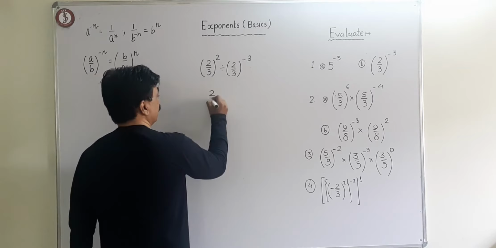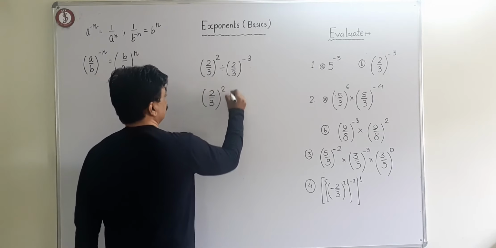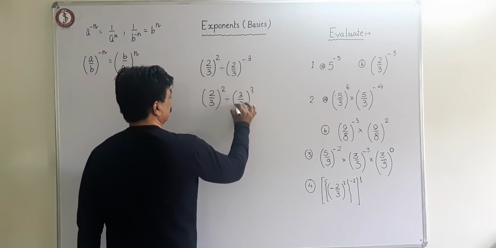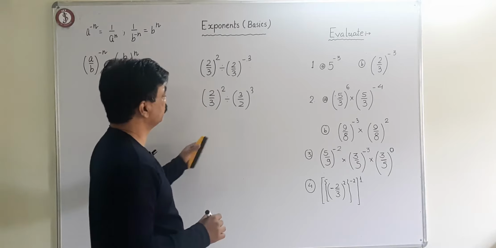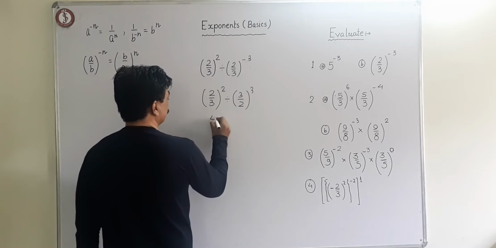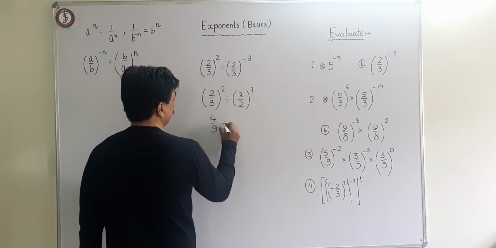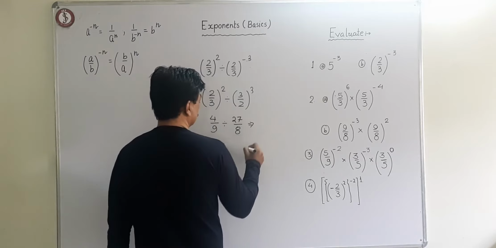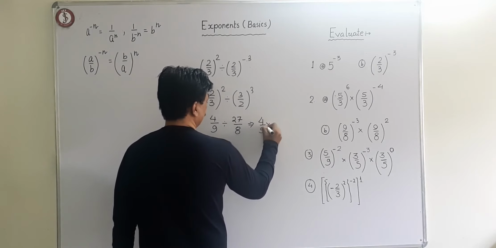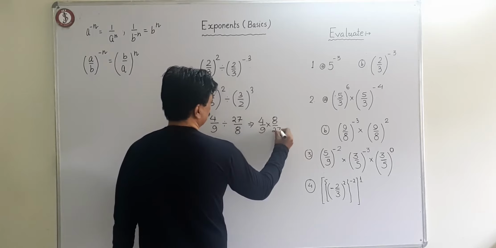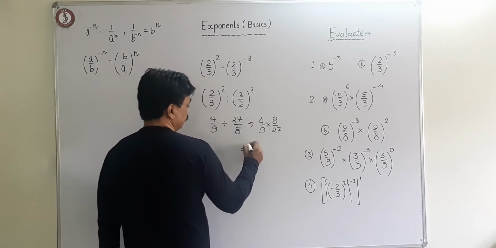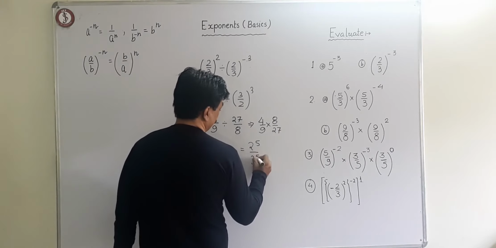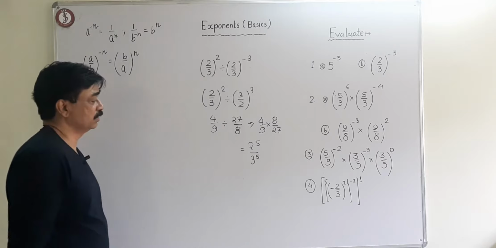(2/3) squared. Now, with division, you can change the power: (3/2) cubed. Alright, so you can change it and then proceed. So this is 4/9 divided by 27/8, and then this goes as 4/9 into 8/27. It comes to the same thing. So 32 means 2 to the power 5, and the denominator becomes 3 to the power 5. So it comes to the same thing as what we did.